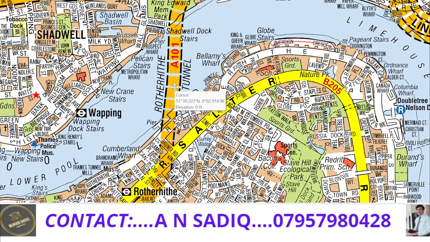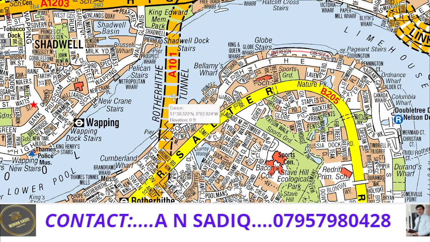And always remember that you can recognize a tunnel by these broken lines and broken patches. If you see broken lines and broken patches, this is the indication that this is a tunnel. And please note that this Rotherhithe tunnel is actually passing underneath, underground, and underwater at this point through the river Thames.